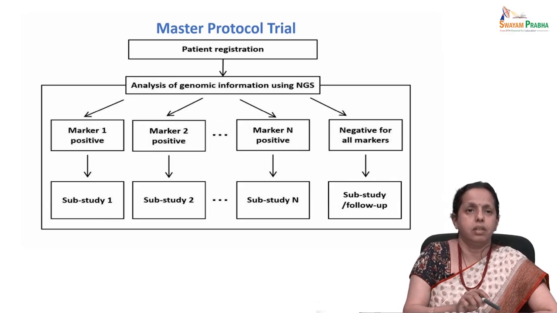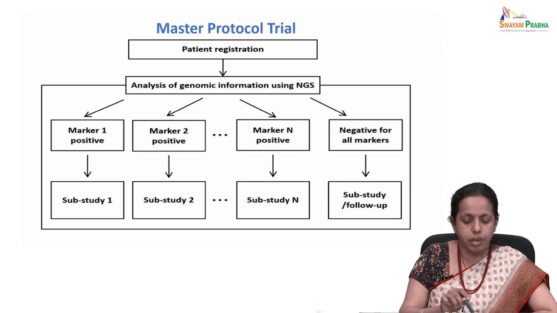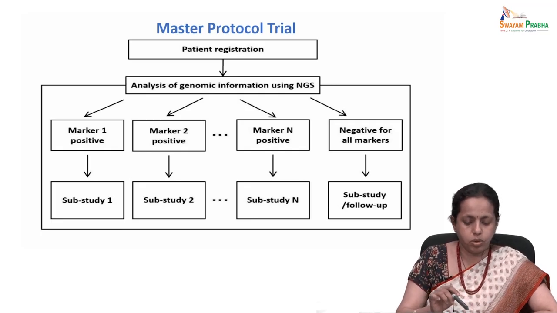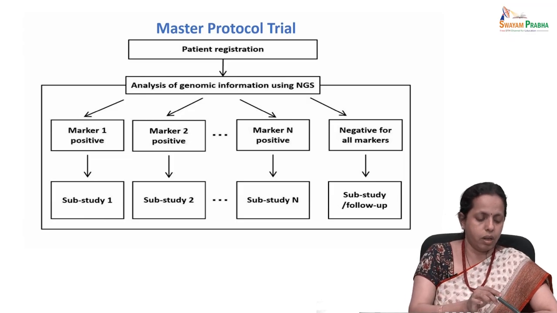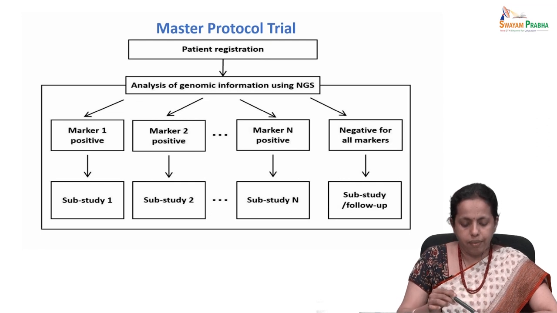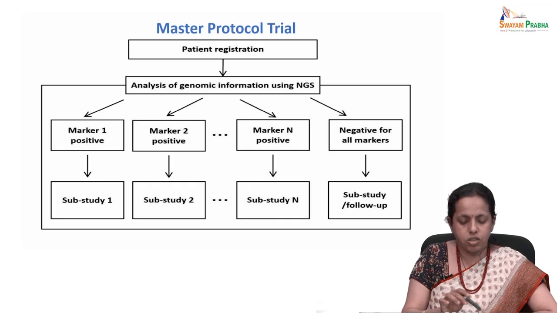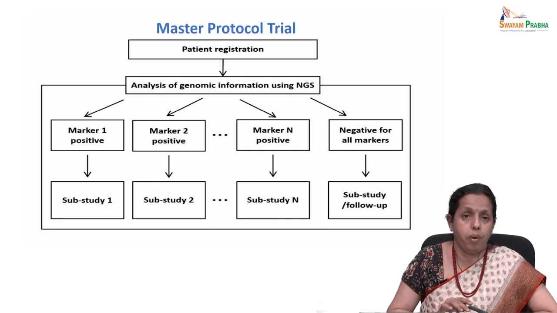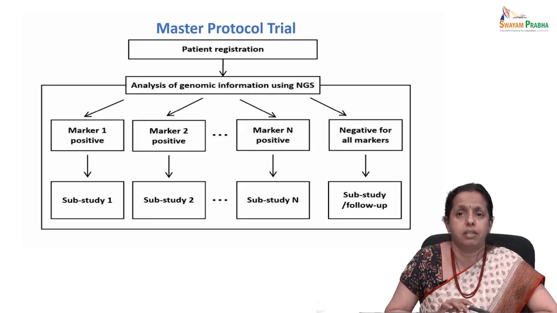This is your analysis of genomic information using NGS: marker 1 positive, 2 positive, negative 4, and so on. You have marker 1 positive, sub-study type 1, sub-study type 2, and so on. You can have as many sub-study types as there are different particular drugs. That's very, very important: you need to have lead drugs.